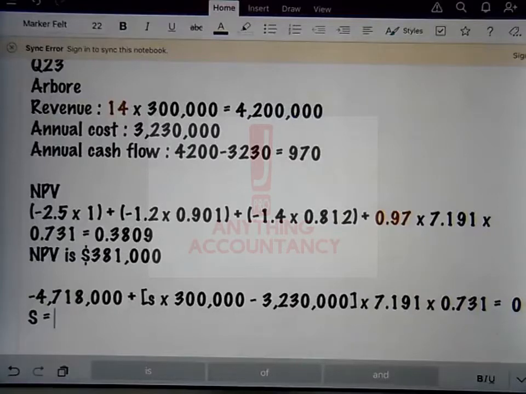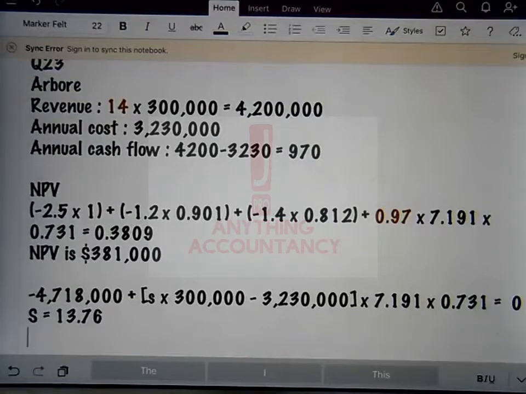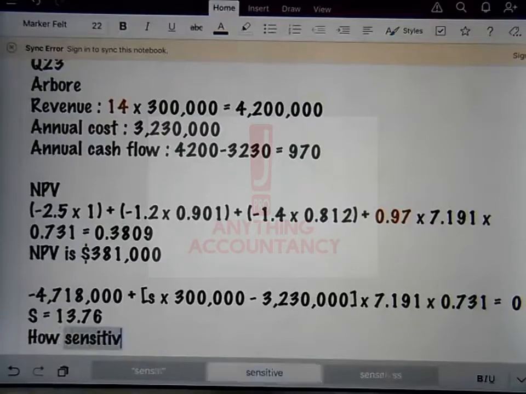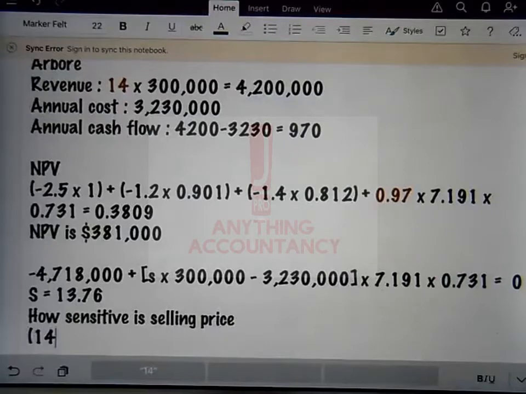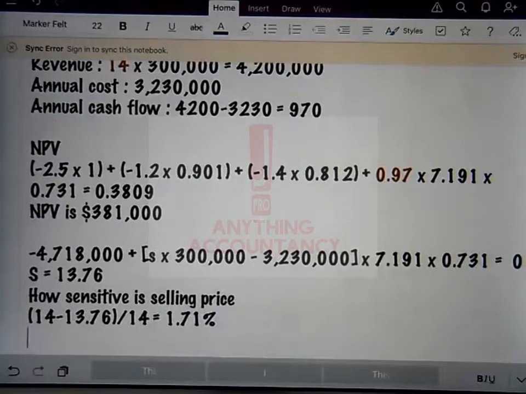What do you get? Yep. So therefore, sensitivity wise is 14 minus 13.76 divided by 14 times 100% equals to 1.0, answer one person. Are we okay with this part?